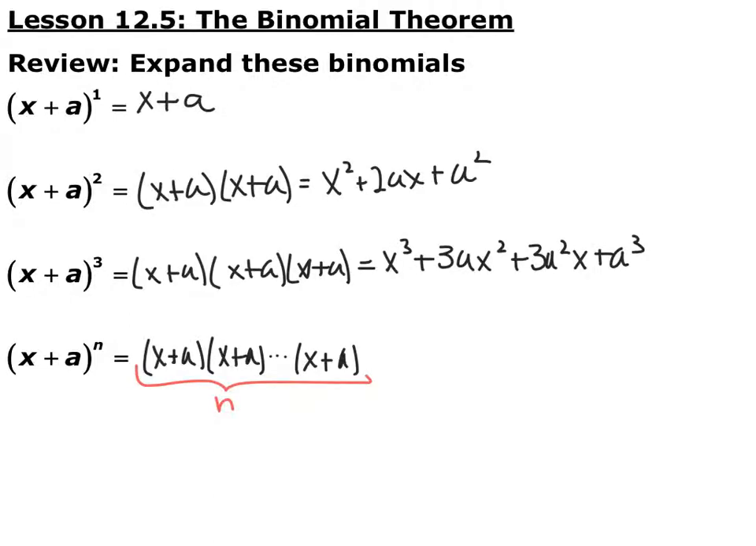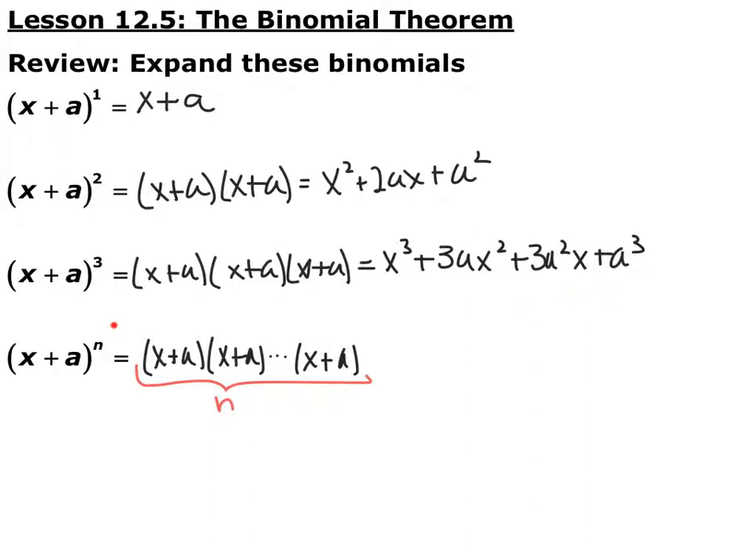So for the first one, x plus a to the first power is just x plus a. X plus a quantity squared is the same thing as x plus a times x plus a. So that's x squared plus 2ax plus a squared. X plus a quantity cubed is x plus a times x plus a times x plus a, which is x cubed plus 3ax squared plus 3a squared x plus a cubed.